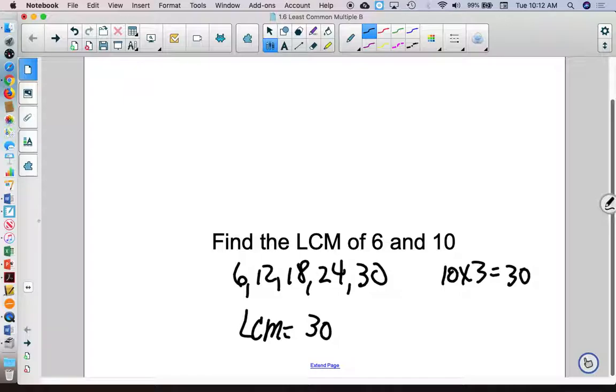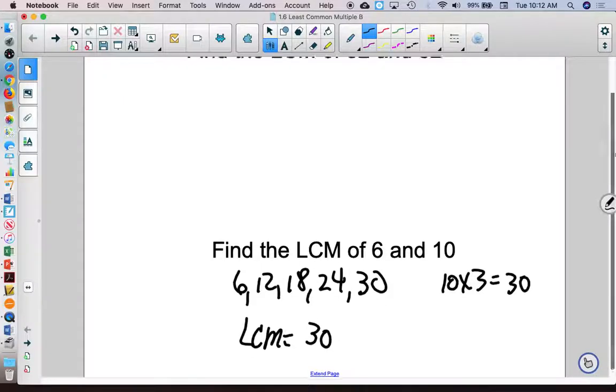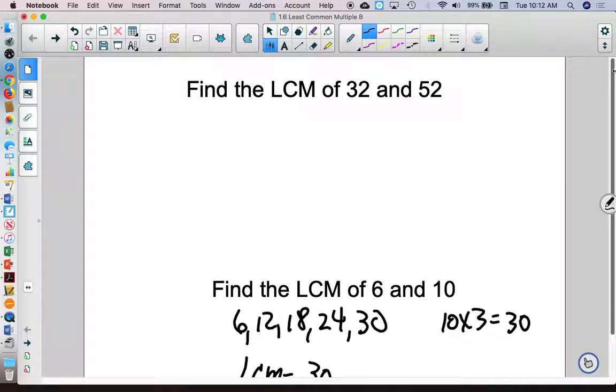Okay, now let's go back to the other one. How many of you on the south have tried listing multiples of 32 and 52? I don't want to do that, and the reason why is because those are going to get big, aren't they? They're going to get ugly. So I got two methods. When I know I'm dealing with bigger numbers, which method would be the wiser one to choose?